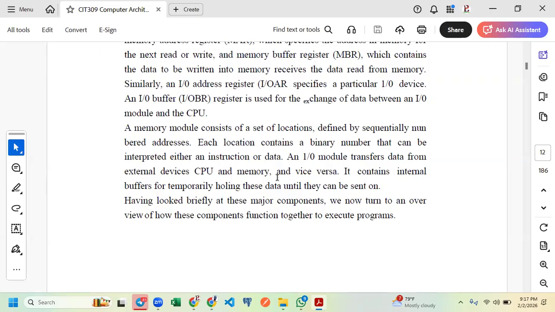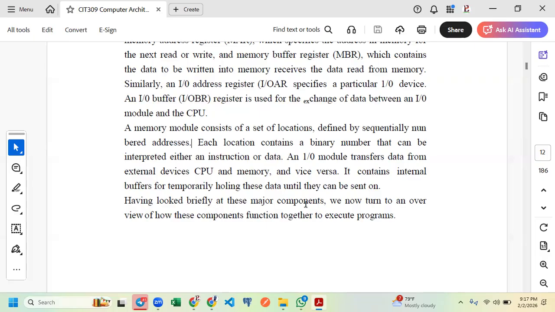And so we said that in the last one. Yes, is that a question? So the last thing we mentioned there is that an input-output module is responsible for managing data exchange, data communication, between external devices and the CPU, and the CPU and the external devices. That is it. And in general, a memory module consists of a set of locations defined by sequentially numbered addresses.